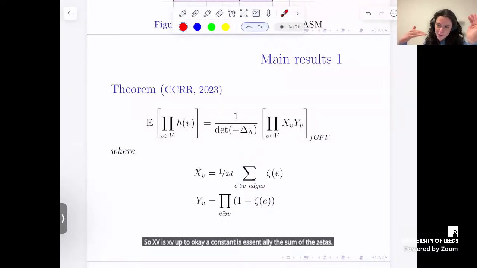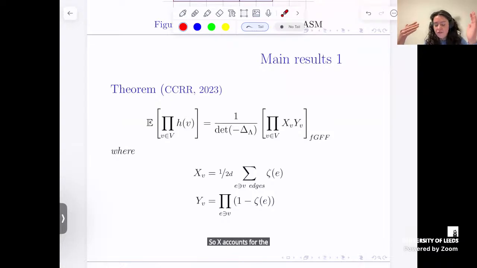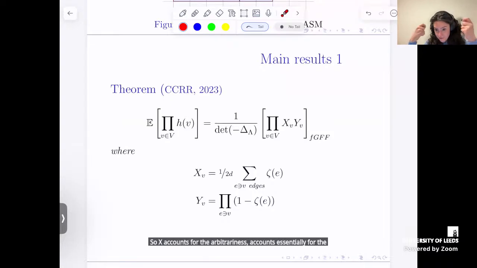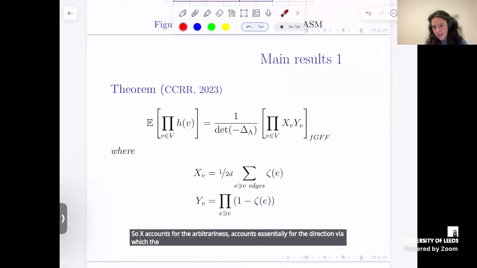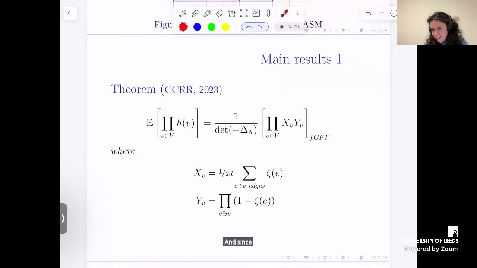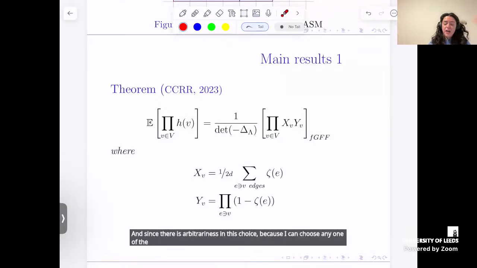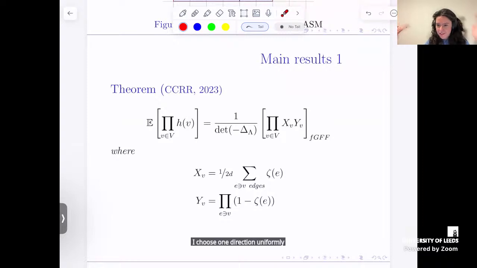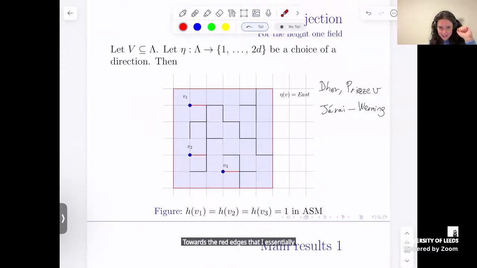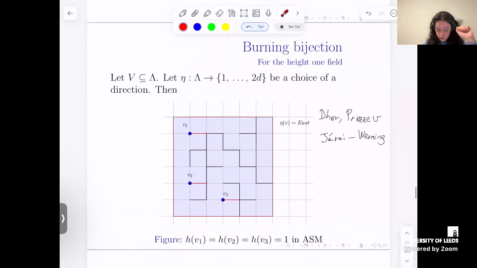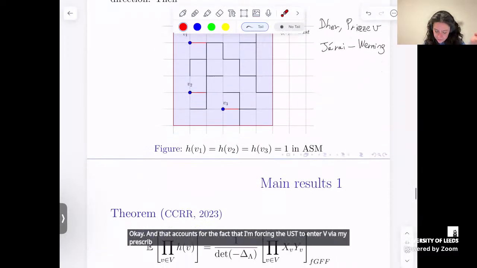So X accounts for the arbitrariness, essentially for the direction via which the UST has to be incident to V. Since there is arbitrariness in this choice, because I can choose any one of the directions, we just say, okay, I choose one direction uniformly. That's where I want the UST to enter into V. These were the red edges that I had in the previous picture. And that accounts for the fact that I'm forcing the UST to enter V via my prescribed direction.